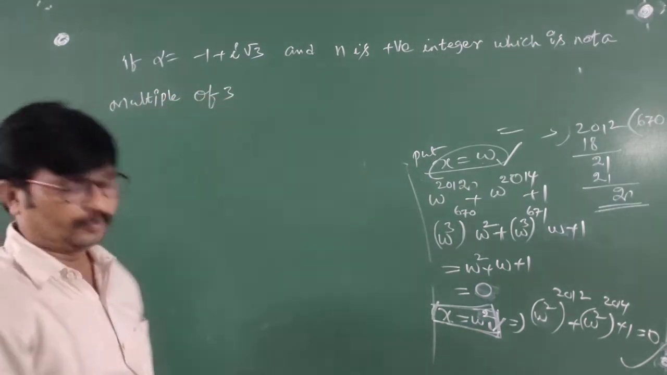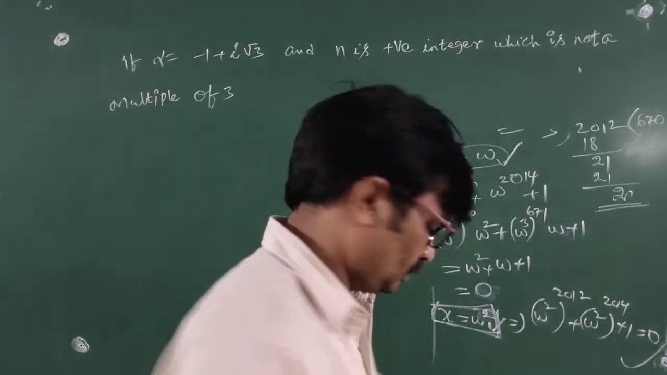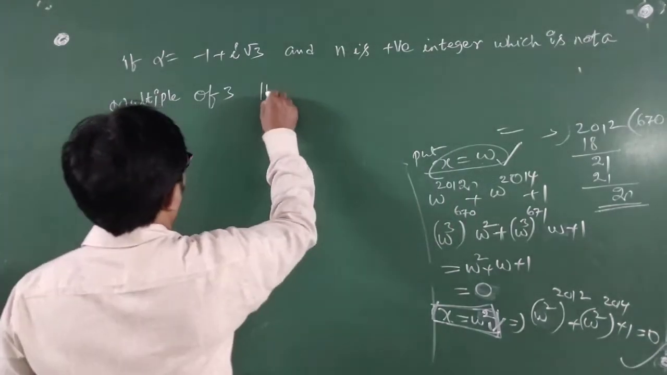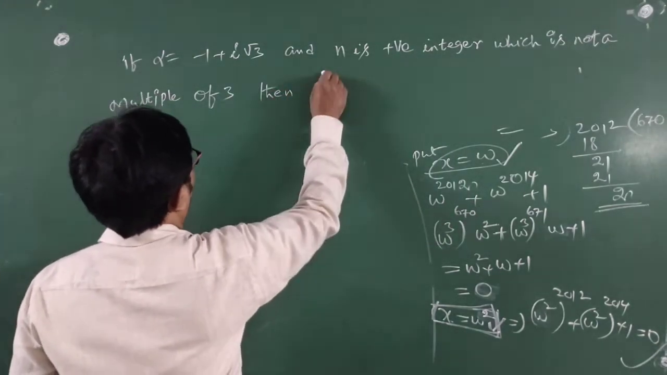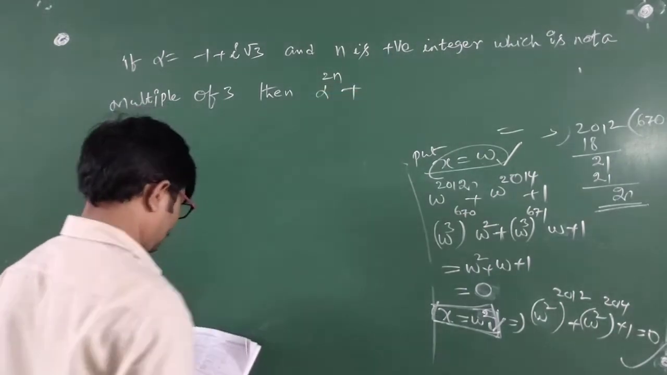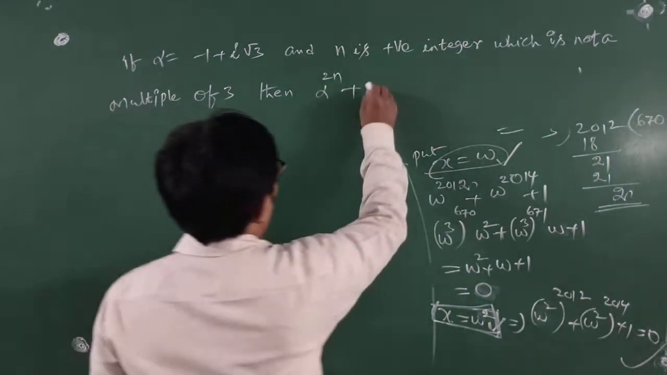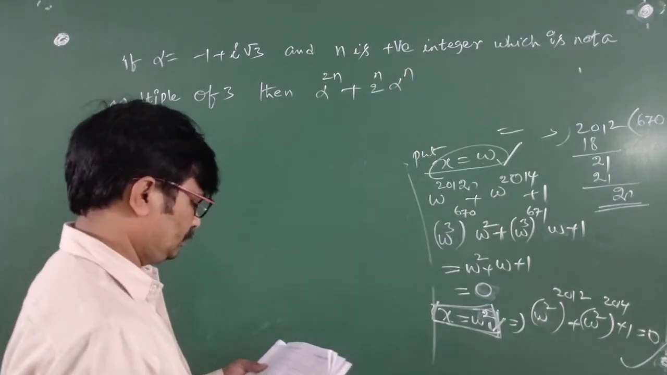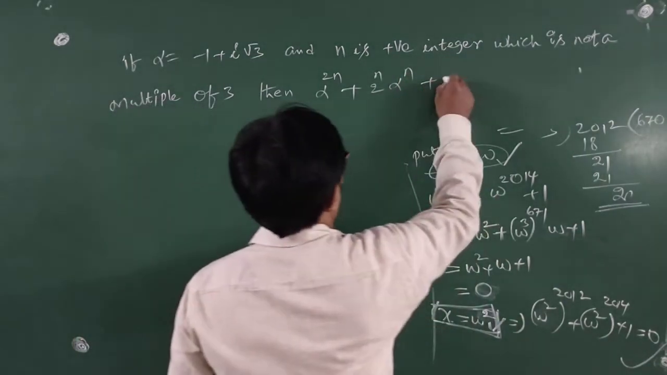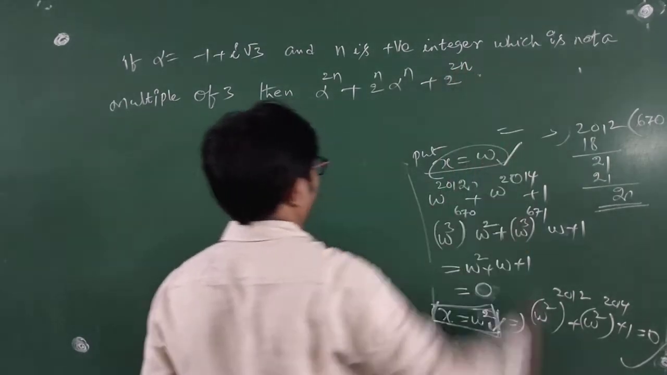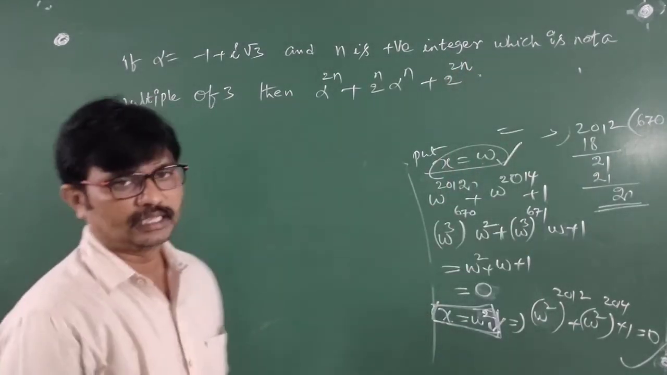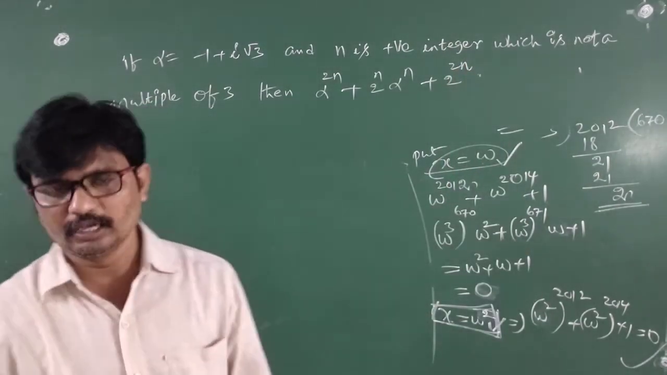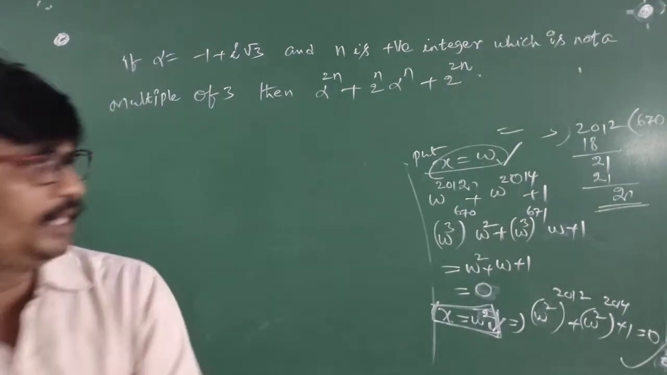Which is not a multiple of 3. Then the value of alpha power 2n plus 2 power n into alpha power n plus 2 power 2n. Dear students, n is a positive integer which is not a multiple of 3.